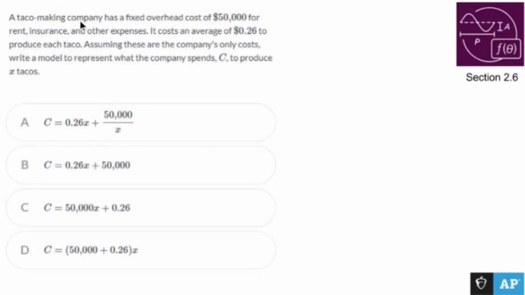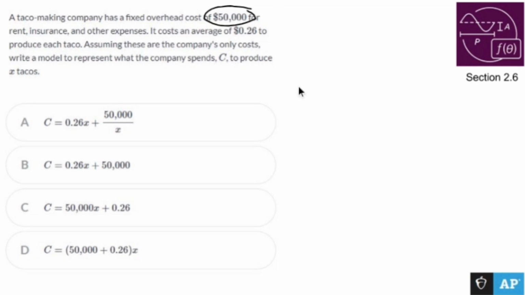A taco making company has a fixed overhead cost of 50 grand. Ooh, for rent, insurance, and other expenses. It costs an average of 26 cents to produce each taco, assuming these are the company's only costs, which is definitely not true. Write a model to represent what the company spends to produce X amount of tacos.